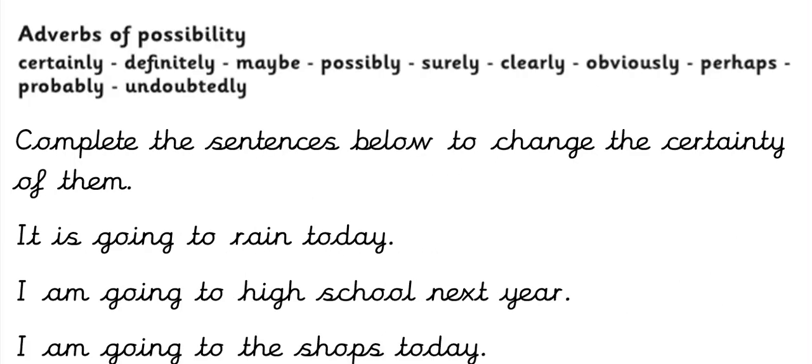Okay, so what I would like you to do now is complete the sentences below to change the certainty of them, okay? So for example, it is going to rain today. Up here at the top of your page, you have got your adverbs of possibility. So I might change that sentence to, it is definitely going to rain today, or it is undoubtedly going to rain today. What I would like you to do is add an adverb of possibility into each of these sentences to change the certainty of them. Pause the video now and have a go.